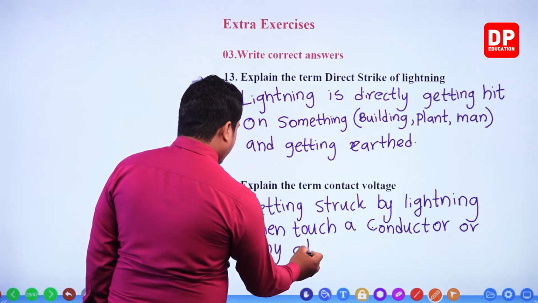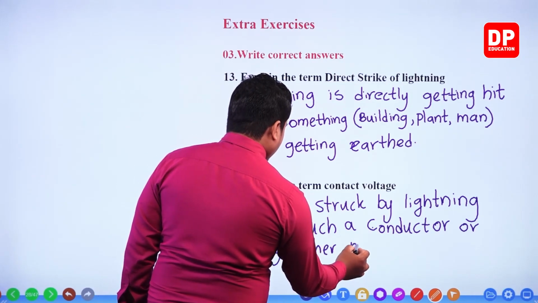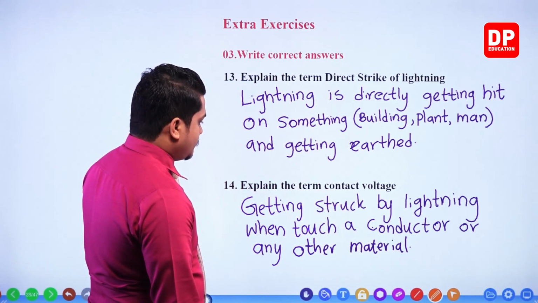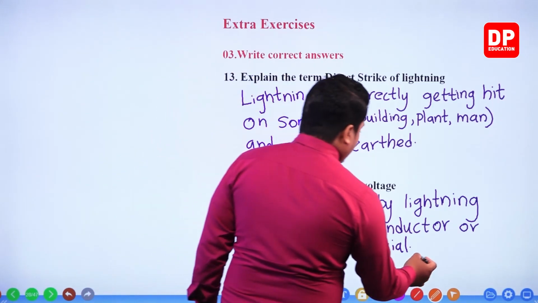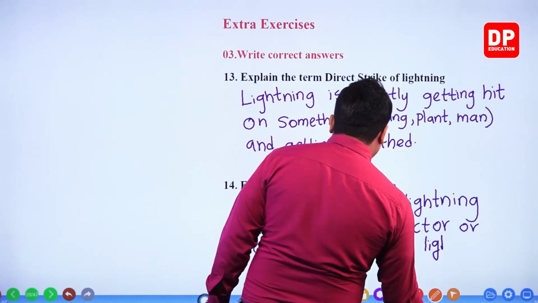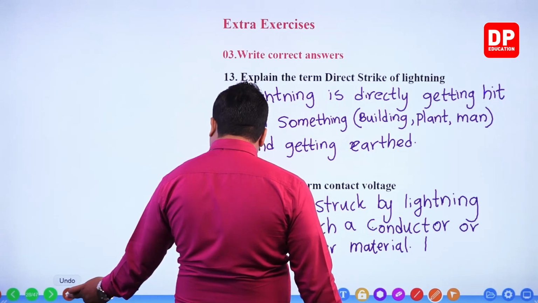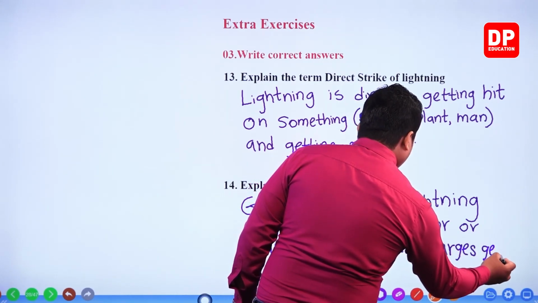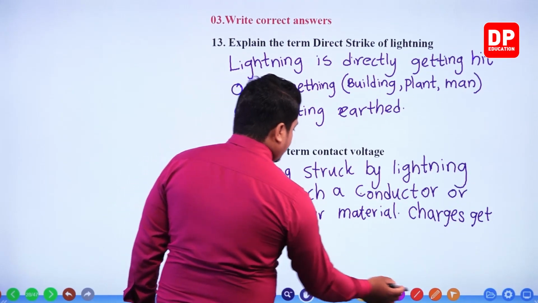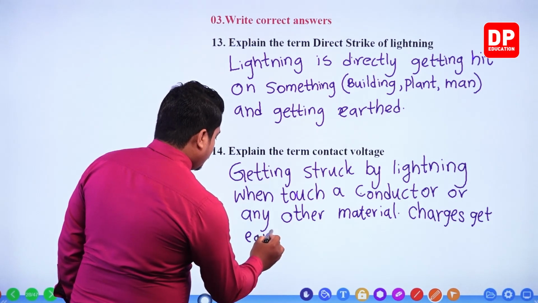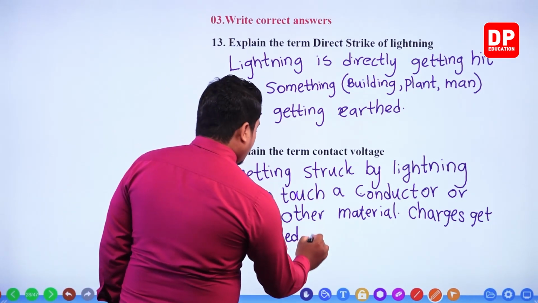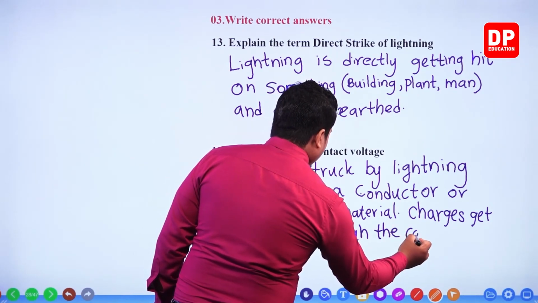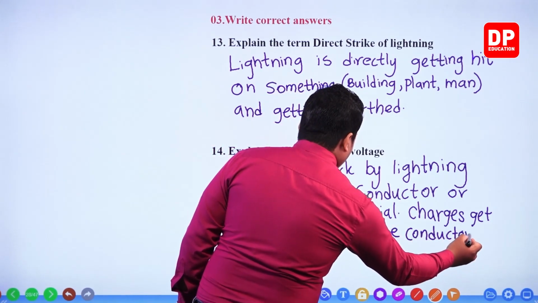Okay, so lightning or charges get earthed through the conductor and through the body.